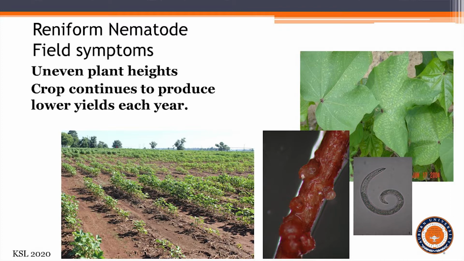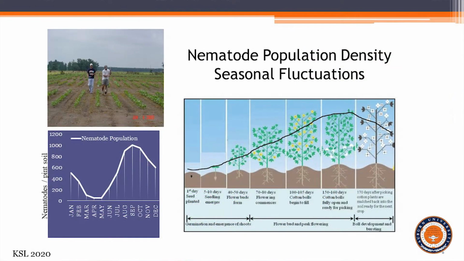Okay. On our next slide, the only way you'll know you have a nematode problem is to take a sample and send it in, and that can confirm it. Then you'll have confirmation you have nematodes. But the numbers of the nematodes vary dramatically over the season. As you see on the chart, I put the line across the plant growth.